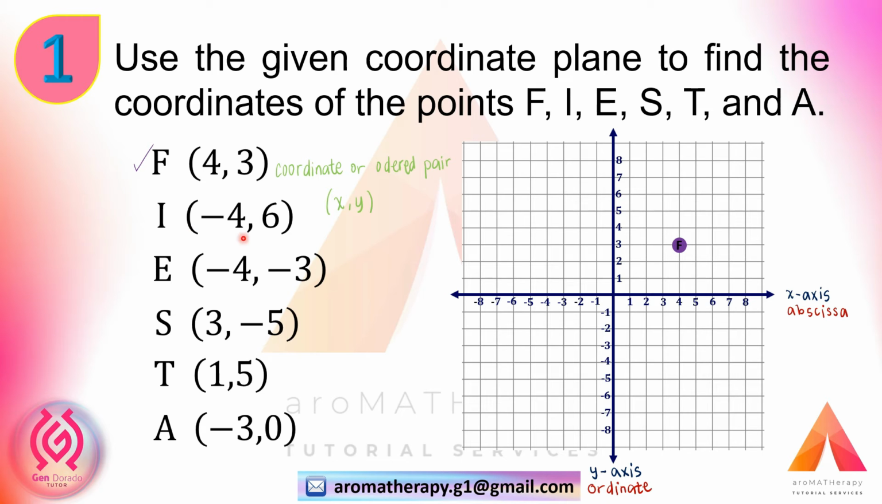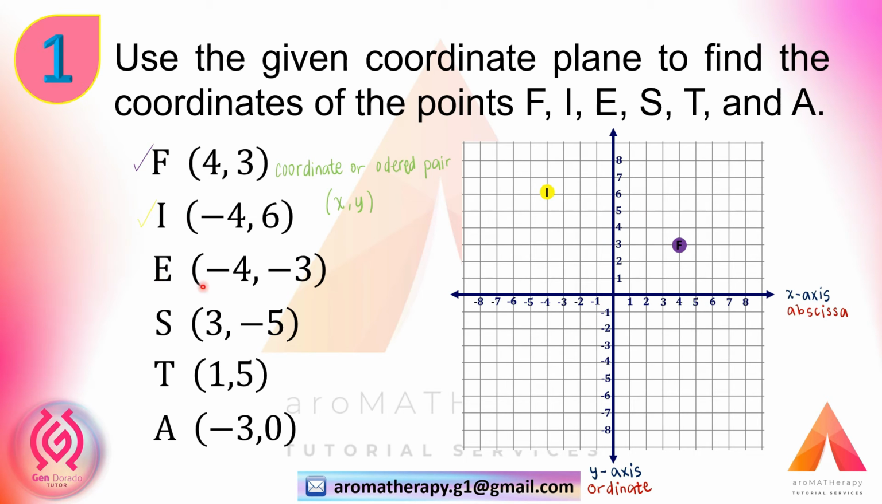Negative 4, positive 6. Negative, positive. Quadrant 2. O, so dito siya. Asan si negative 4? Eto. Asan si negative 6? Ayan. So, ayan. Point. Koloran mo dyan. Orange. Ay, joke, yellow. O, sige.